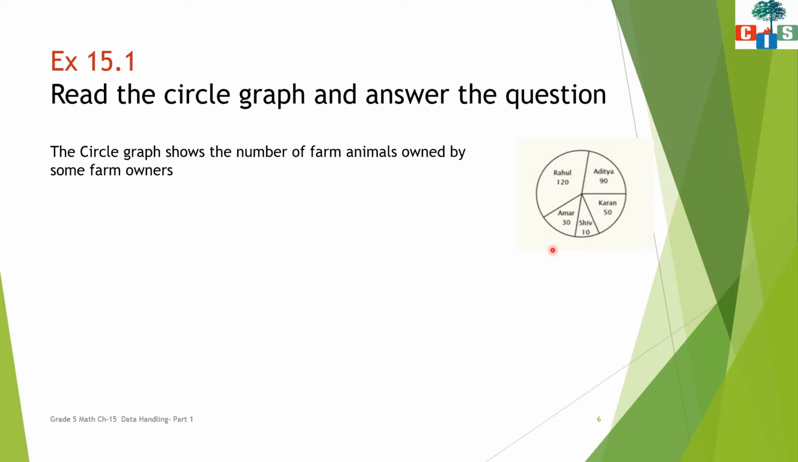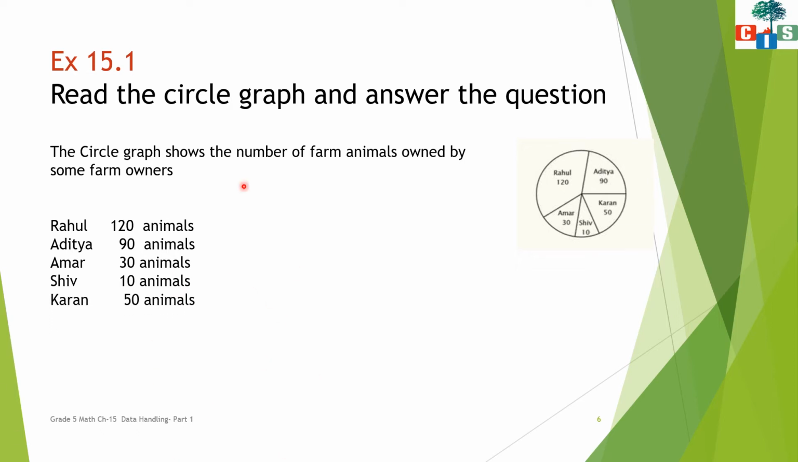Now first of all we will write the information that is given in this circle graph. Rahul has 120 farm animals, Aditya has 90, Amar has 30, Shiv has 10 and Karan has 50. Now we will find the total number of animals they have. So we have to add all these animals, and we get a total of 300 farm animals.